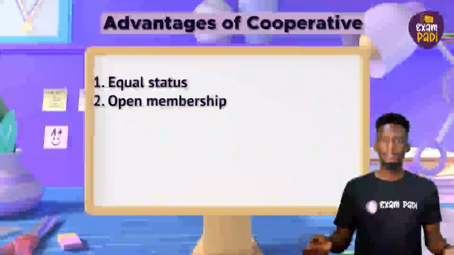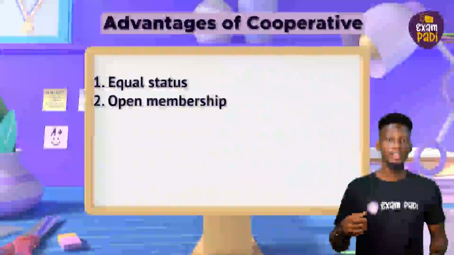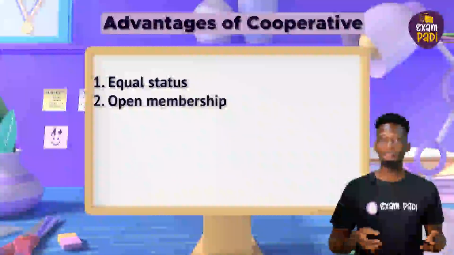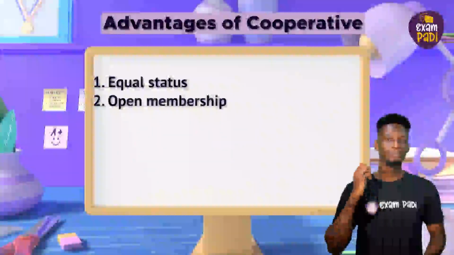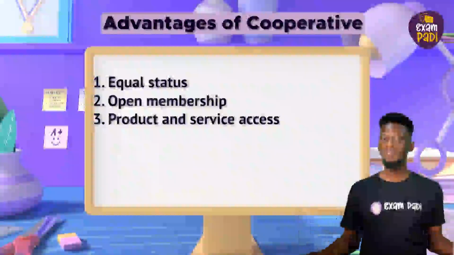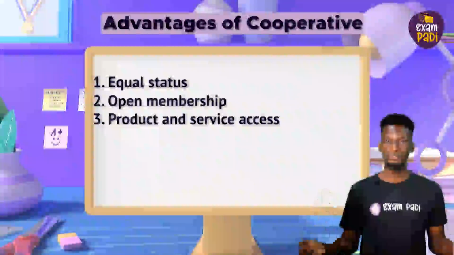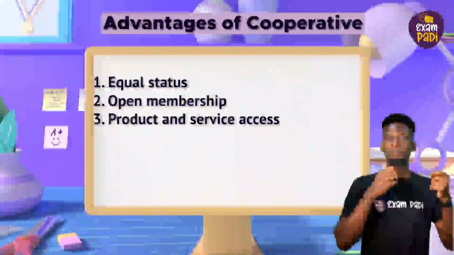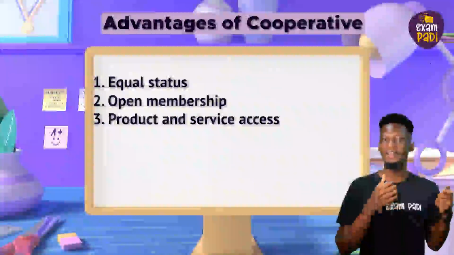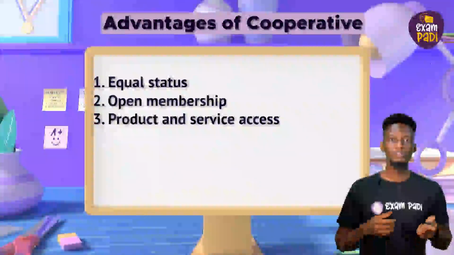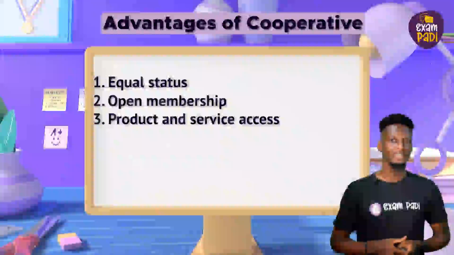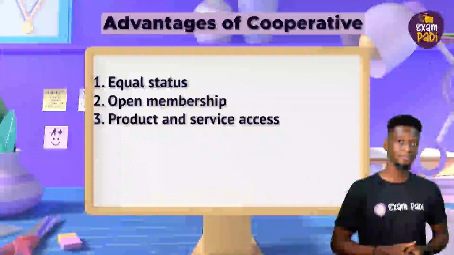Anyone can join a cooperative regardless of class, economic status, race, or gender, as long as they can contribute to the company. Whether in form of capital or labor, they are eligible to join. 3. Product and service access. Cooperative business focuses on access rather than profit. One way they accomplish this is by providing access to goods or services in communities that wouldn't otherwise have access. They also ensure that profit created by the cooperative gets invested back into the community and its members, rather than ending up in the pockets of a few shareholders.